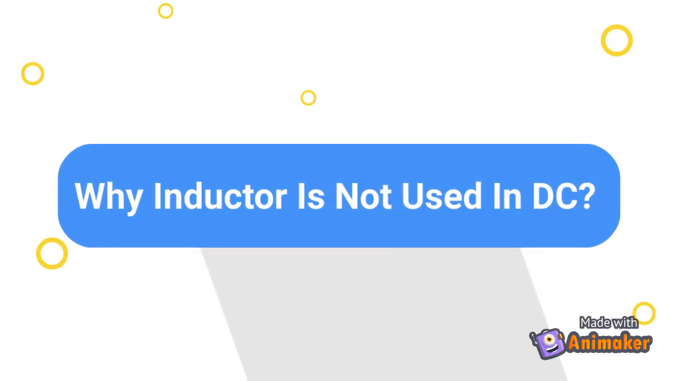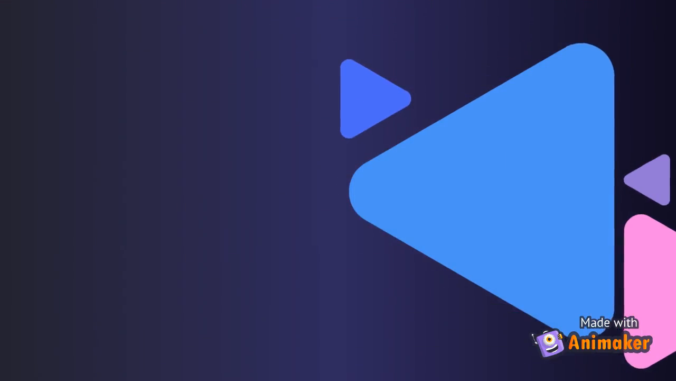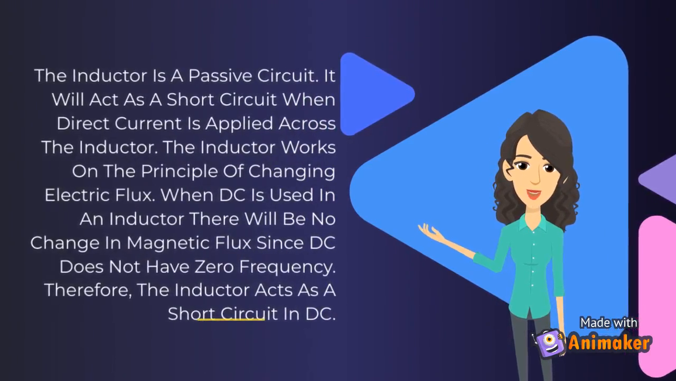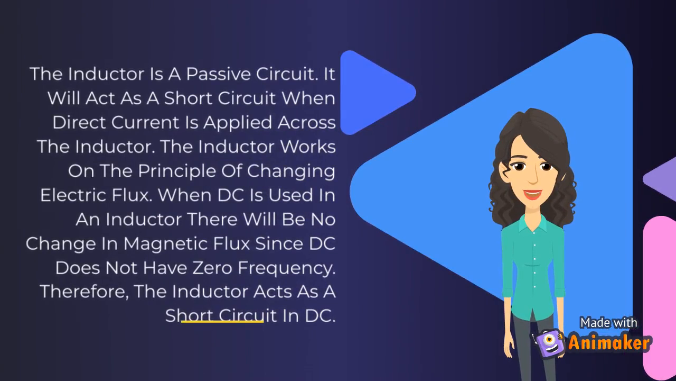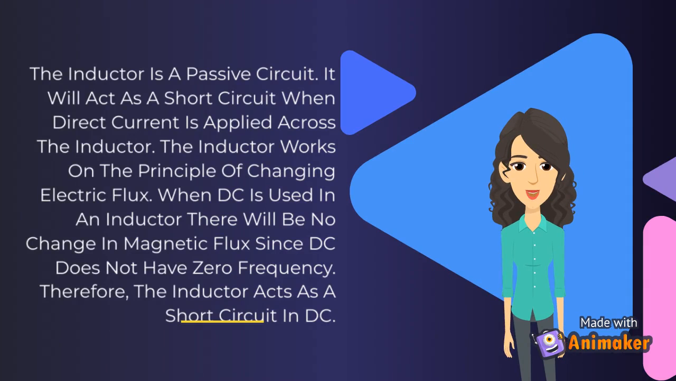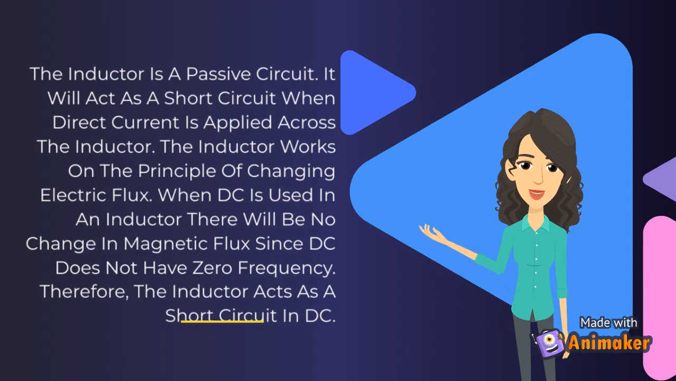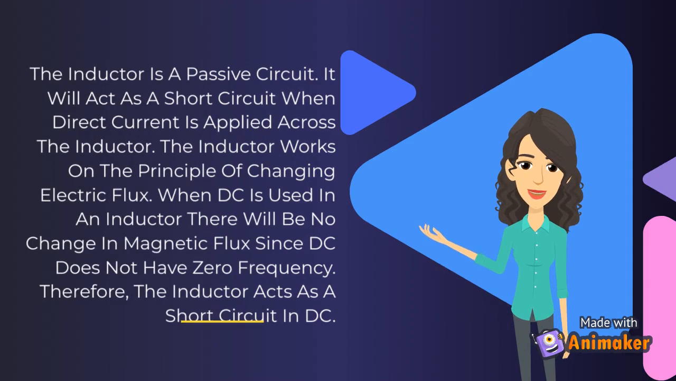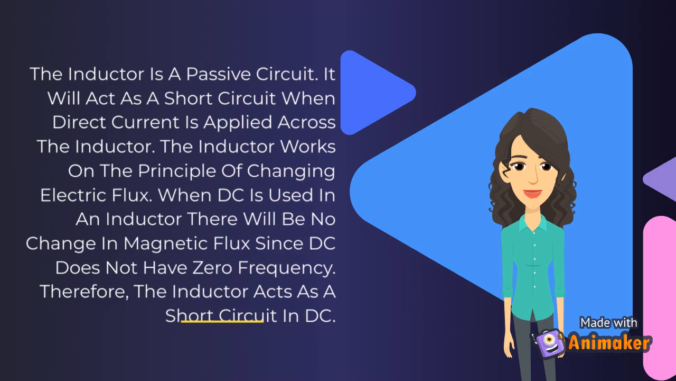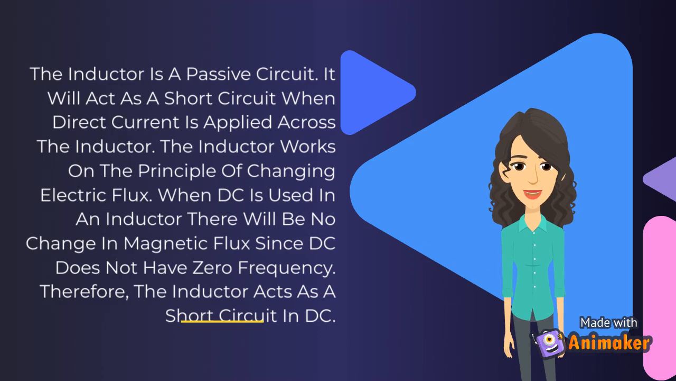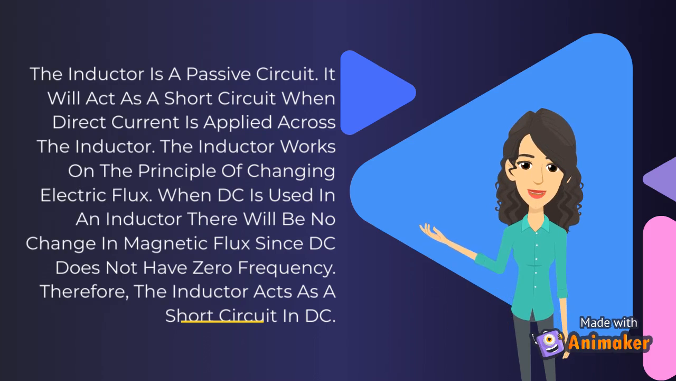Why is an inductor not used in DC? The inductor is a passive circuit. It will act as a short circuit when direct current is applied across the inductor. The inductor works on the principle of changing magnetic flux. When DC is used in an inductor, there will be no change in magnetic flux since DC has zero frequency. Therefore, the inductor acts as a short circuit in DC.